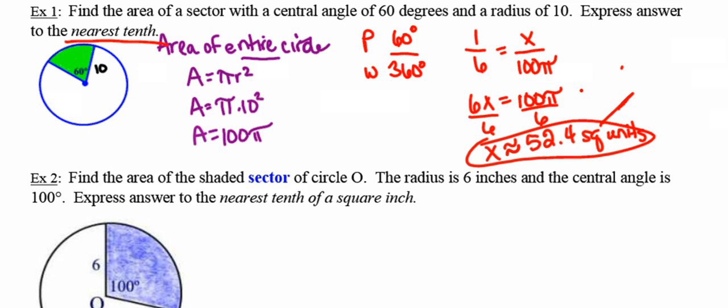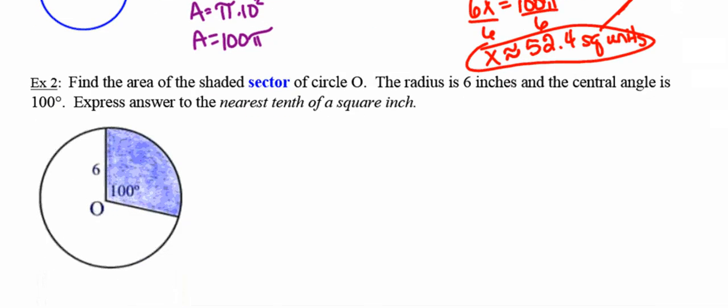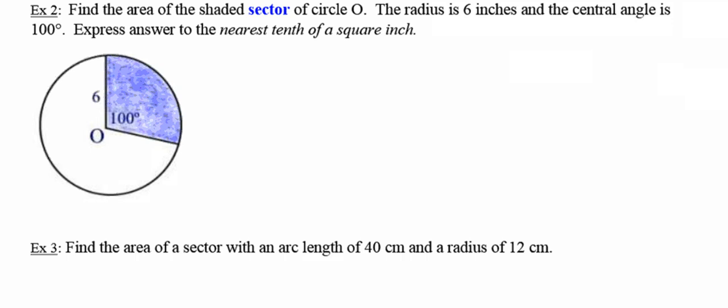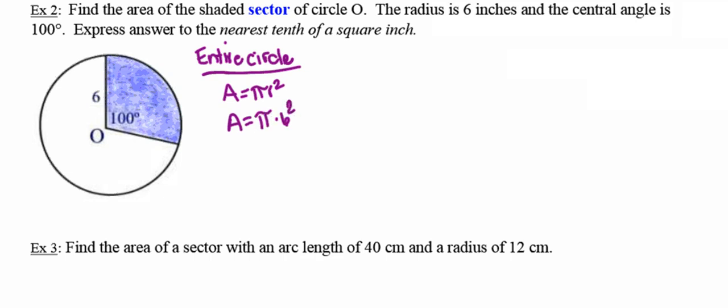All right, the next one is set up a lot the same. It says find the area of the shaded sector of the circle given the fact that the radius is 6 inches and the degree measure of the central angle is 100. Again, we're asked to express our answer to the nearest tenth. So again, I'm going to start by finding the area of the entire circle. In this instance, our radius is 6, making the area of our entire circle 36 pi.